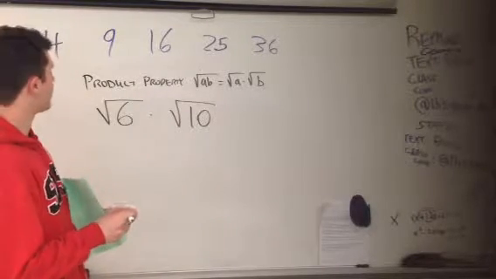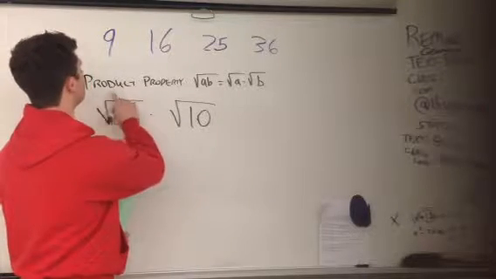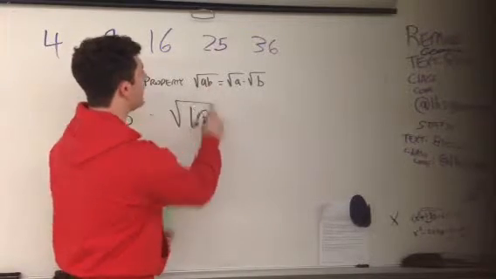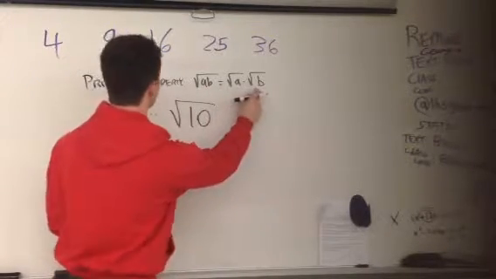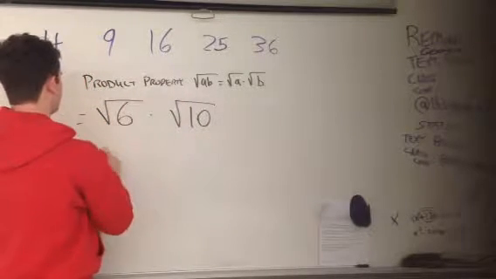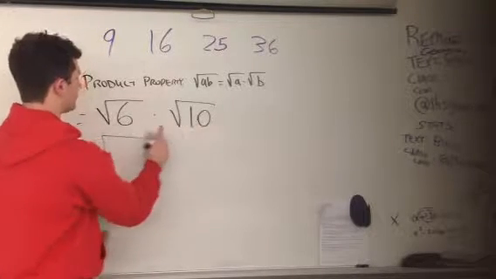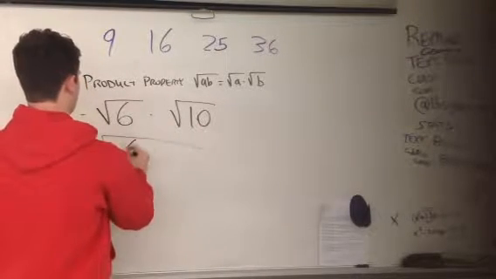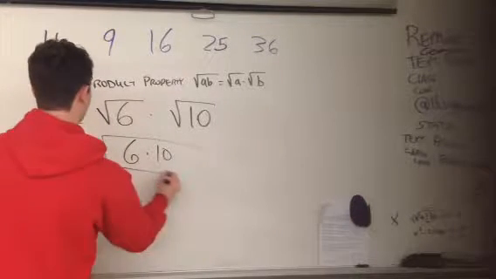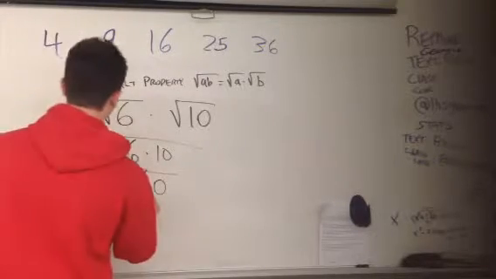So to multiply these radicals, square root of 6 times the square root of 10, we're going to be using the product property, which simply tells us the square root of a times b is equal to the square root of a times the square root of b. So this is my a, this is my b. All I have to do here is bring these together. So 6 times 10, which is just equal to the square root of 60. Then from here, all I need to do is simplify my radical.